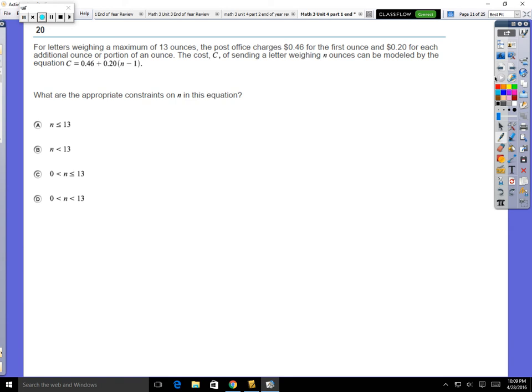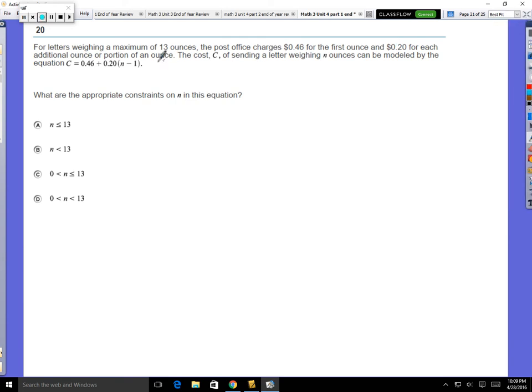For letters weighing a maximum of 13 ounces, the post office charges 46 cents for the first ounce, 20 cents for each additional ounce or portion of an ounce. The cost of sending a letter is modeled with this.